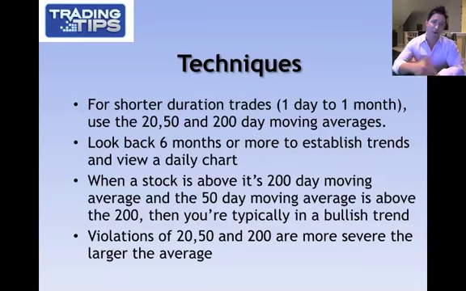Obviously, if the stock were to fall below that 200-day moving average, or if the 50-day moving average were to dip below the 200, which again, I'll show you in just a second, that is a bearish trend. And typically, you've got to be careful if you're buying stocks with those sorts of chart formations. And lastly, violations of the 20, 50, and 200-day moving average are more severe as they get bigger.